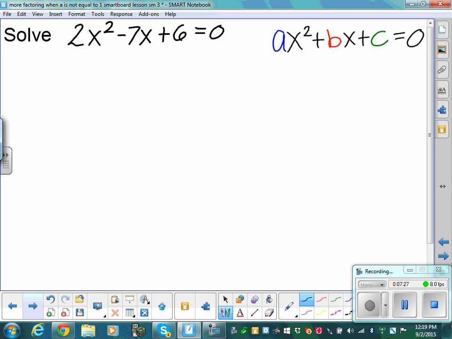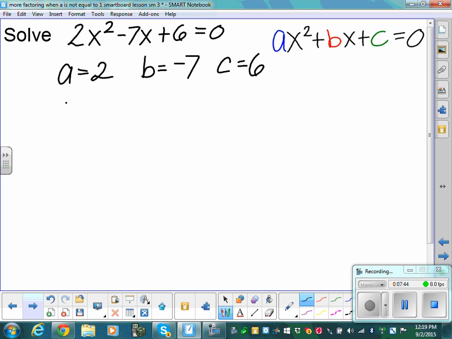Once again, the first thing I look at is to see if we have anything in common. We don't have anything in common in all 3 terms. So I can go ahead and start doing what multiplies to be a times c and adds up to be b. I'm going to first write out what a, b, and c are. A is equal to 2, b is equal to negative 7, and c is equal to positive 6.